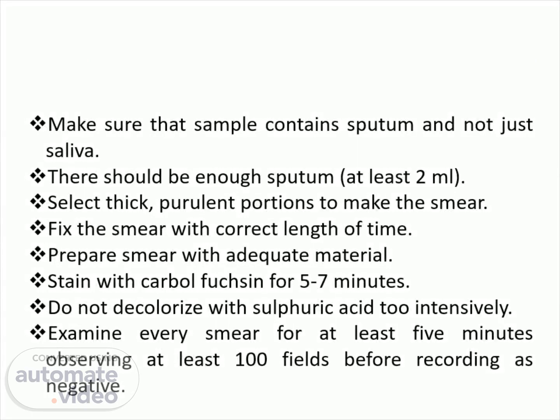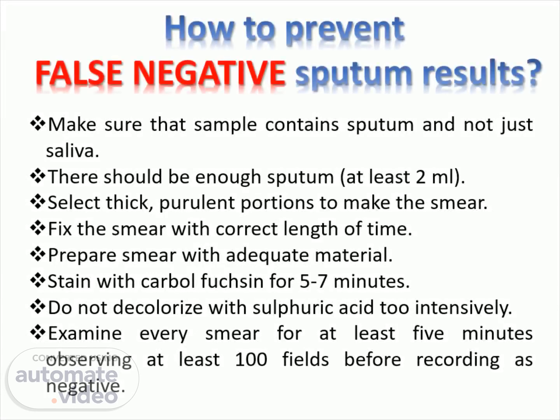How to prevent false negative sputum results? Make sure that the sample contains sputum and not just saliva. There should be enough sputum, at least 2 milliliters. Select thick, purulent portions to make the smear. Fix the smear for the correct length of time. Prepare the smear with adequate material. Stain with carbol fuchsine for 5 to 7 minutes. Do not decolorize with sulfuric acid too intensively. Examine every smear for at least 5 minutes, observing at least 100 fields before recording as negative.